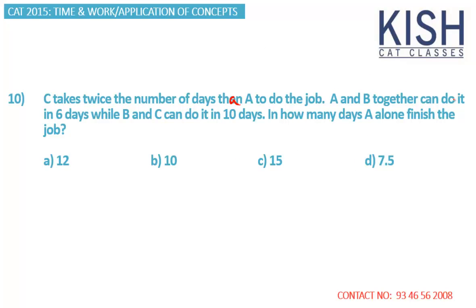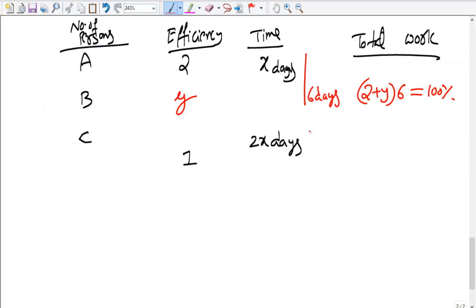Now, B and C can do it in 10 days. So now these two people, B and C, do it in 10 days. The efficiency of B is Y, so it's going to be 1 plus Y into 10. That is also 100%. Now we can equate both.